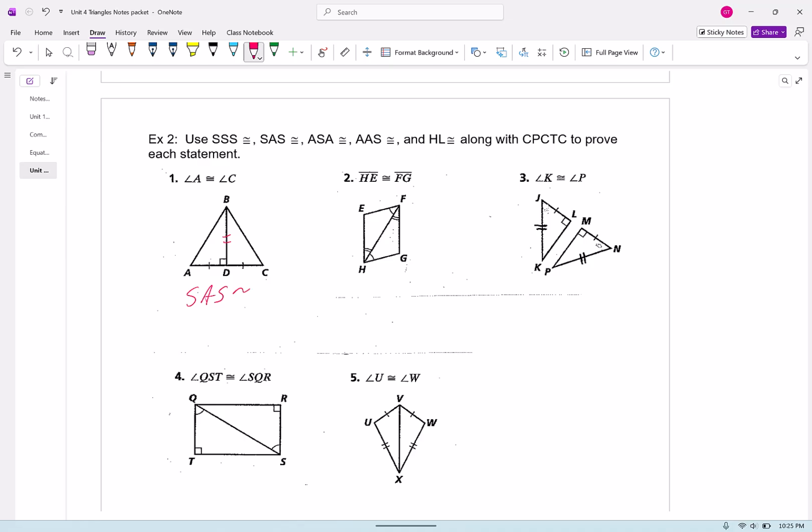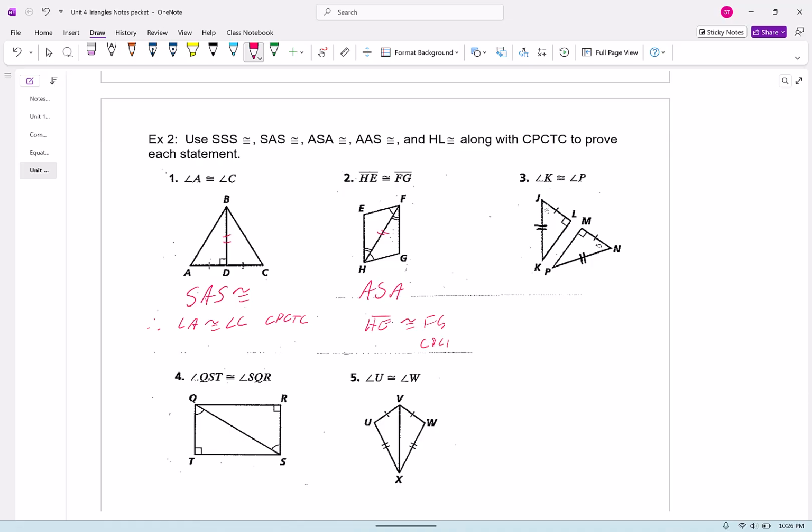Since I have side angle side congruency, therefore I say that angle A is congruent to angle C. The reason is CPCTC. I got the statement, therefore, and I got the reason. I got another shared side, so I got angle, side, angle. So therefore, HE is congruent to FG.